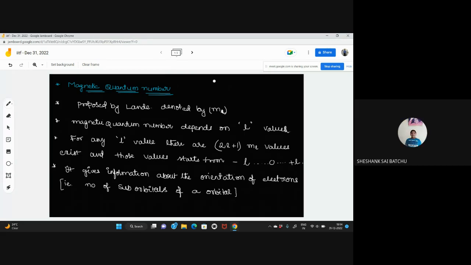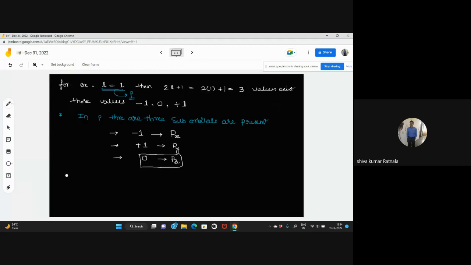Second example: if I take L equal to 2, how many values will exist? 5, sir. So minus 2, minus 1, 0, plus 1, plus 2. 5 values exist, right?